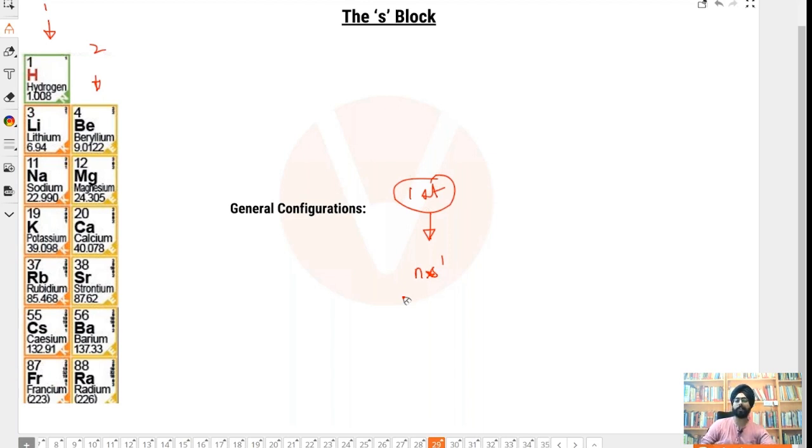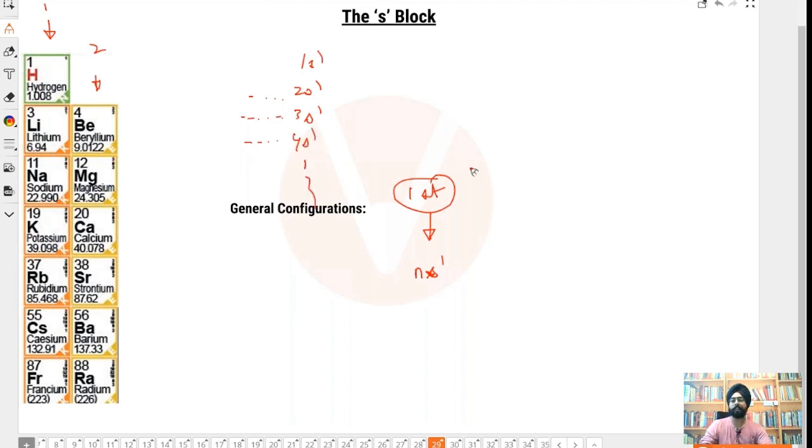So the general configuration ends with an ns1. If you have the configuration of hydrogen, it is 1s1. If you have lithium, it is 2s1. For sodium, it is 3s1, and so on, 4s1 for potassium. And it will keep on going.